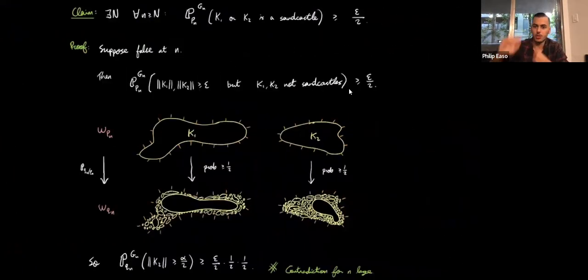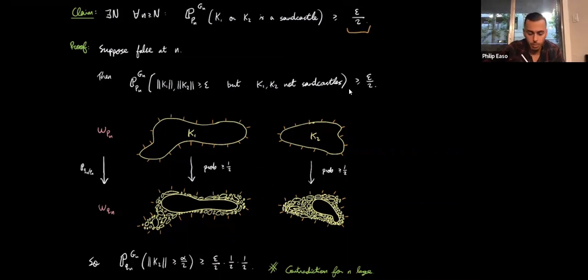Okay. So my claim is that eventually, with good probability under Pn, K1 or K2, either of the two largest clusters, is a sandcastle with good probability. So I'm going to try and do this proof by a drawing, and we'll see if this is understandable. But suppose that this is not true at some parameter n. So the probability that one of them is a sandcastle is at most epsilon over 2.